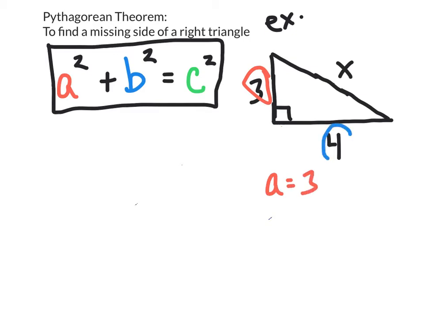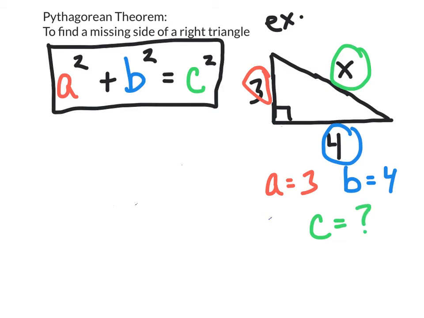b is my medium length, so I'm going to list b equal to 4. And c is my longest length, but I don't know c. c is equal to question mark. And we can let c equal the variable x, or you can leave it as such.